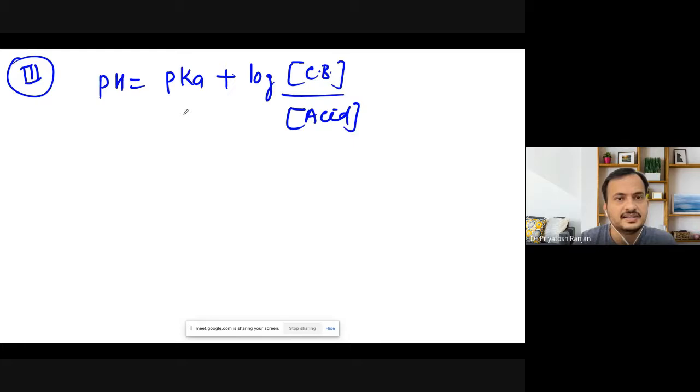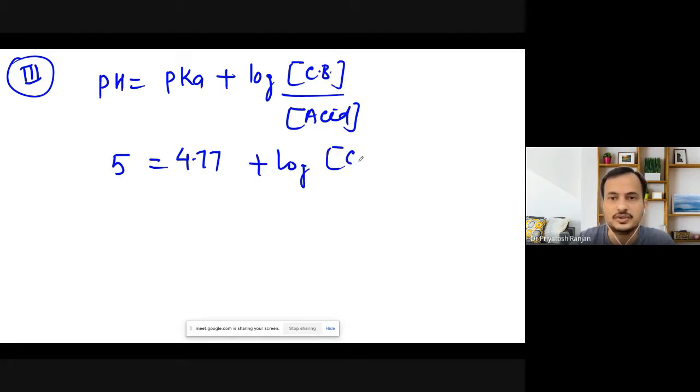We'll simplify the equation. pH, I can keep it as 5, which is given in the question. pK, just now we have seen, it's coming out to be 4.77. I will just calculate the ratio. I will not put the value. So I will just calculate the ratio of the concentration of conjugate base and acid. And what we will find out when we calculate the ratio of the concentration of conjugate base and acid, it's coming out to be 1.70.